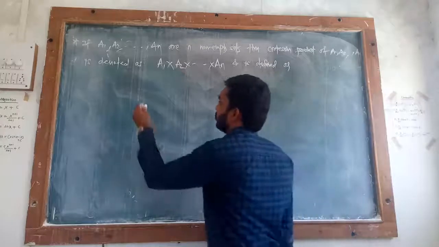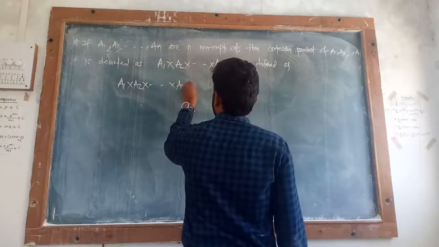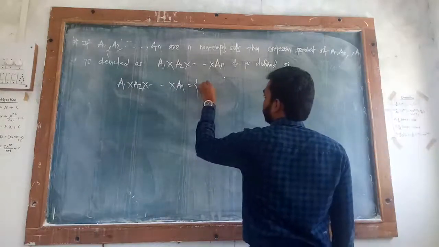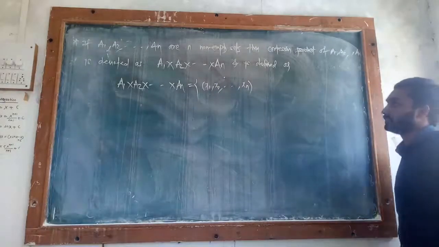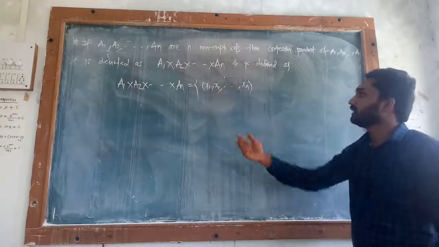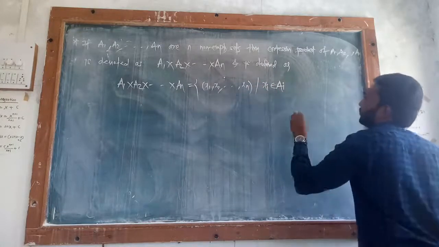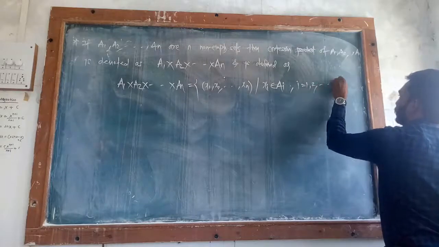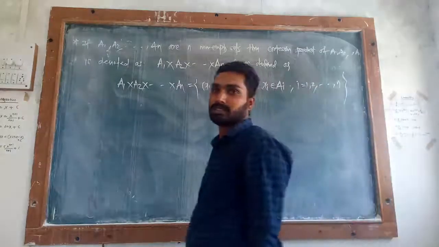A1 cross A2 cross up to cross An equal to the collection of all n-tuples (x1, x2, up to xn) such that xi belongs to Ai, where i runs from 1, 2, up to n. This is your Cartesian product of n sets.